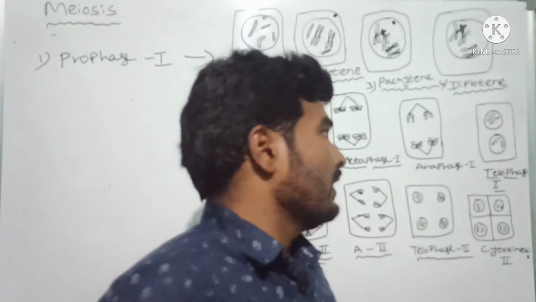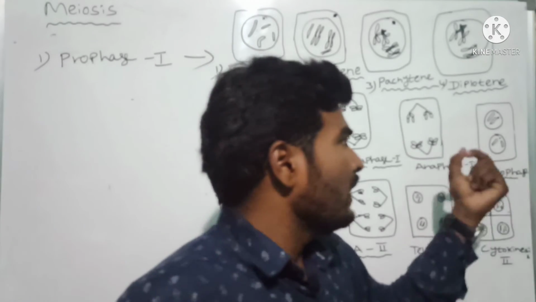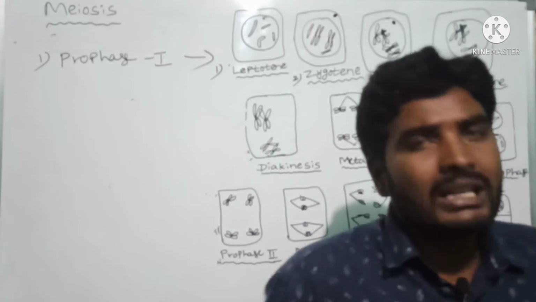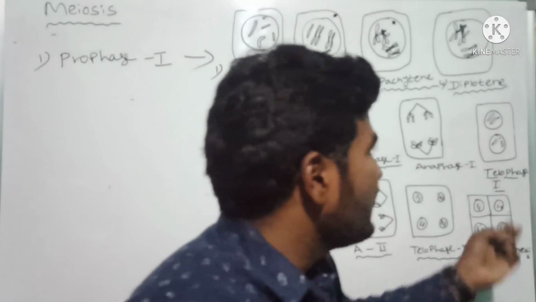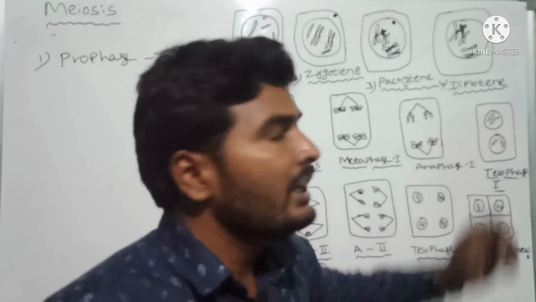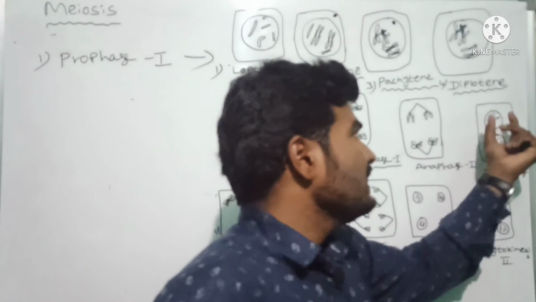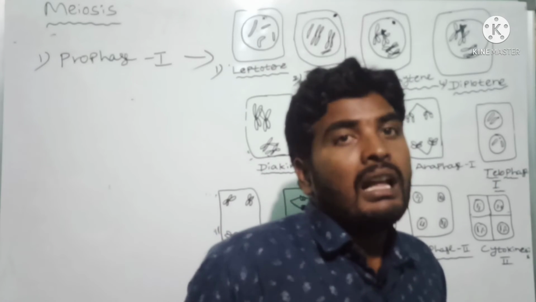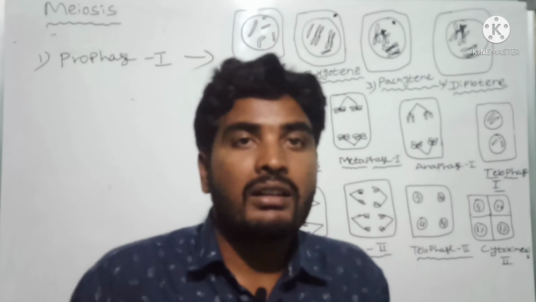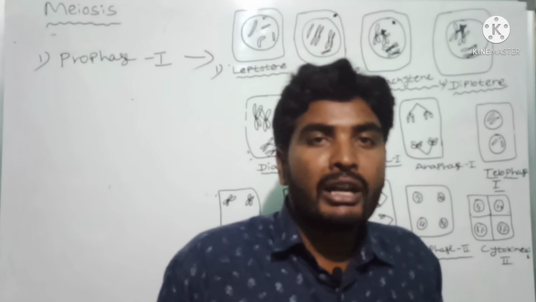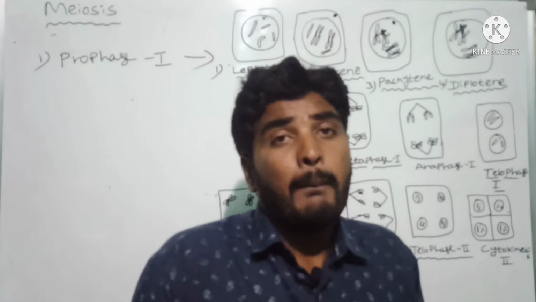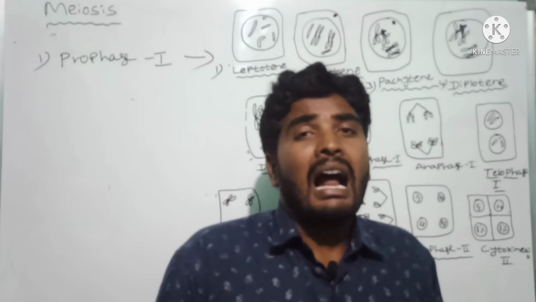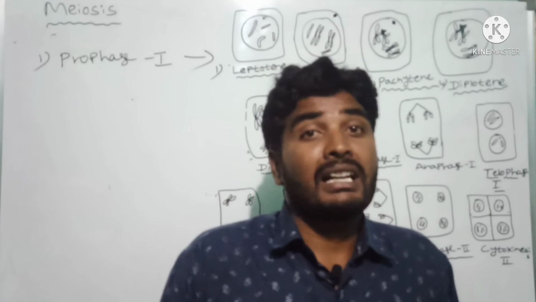Next one, telophase 1. In telophase 1, each cell has the nuclear membrane and nucleolus reappear. And how many nuclei does each cell have? Two nuclei. After completion of telophase 1, meiosis 1 may start cytokinesis or may not start cytokinesis. But between meiosis 1 and meiosis 2, there is an interkinesis phase.